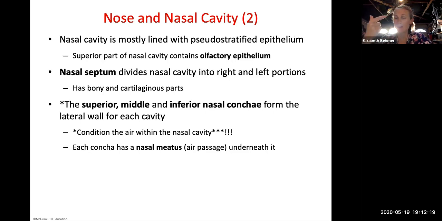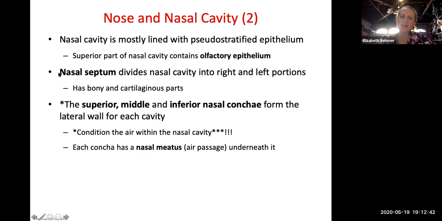The superior part of your nasal cavity contains olfactory epithelium, and that's where your olfactory nerves have traveled down the cribriform plate and will take in any sensations of smell. The nasal septum divides your nasal cavity into right and left portions. We talked about what makes up that septum in the skeletal system.